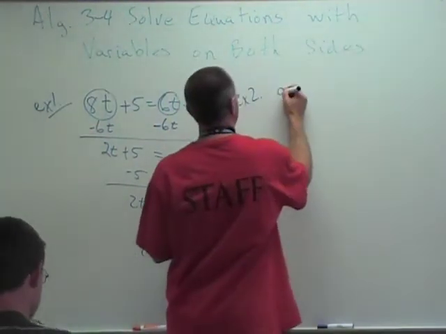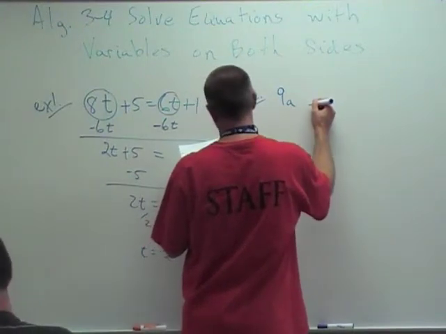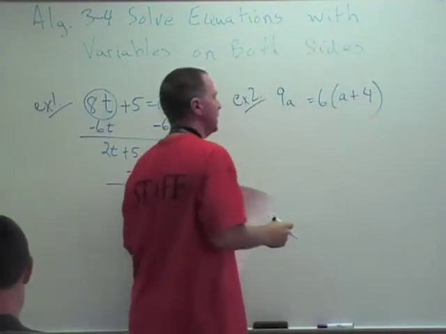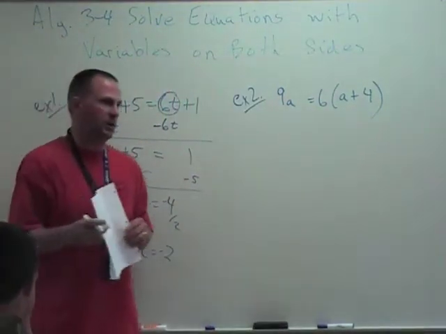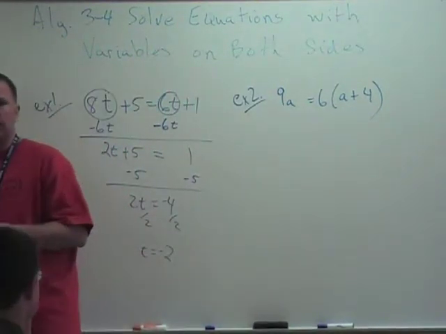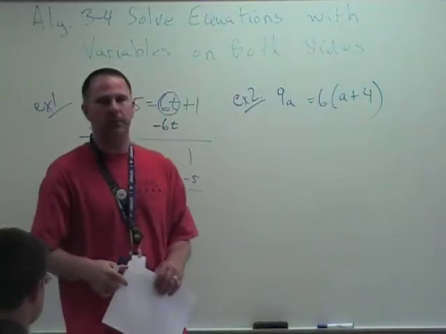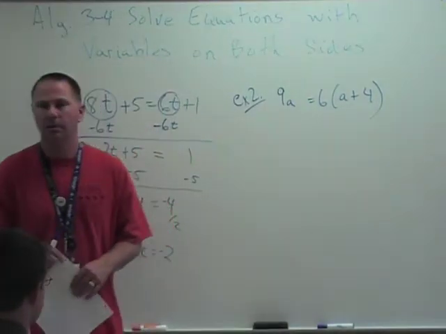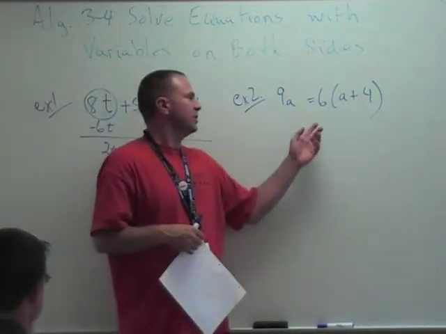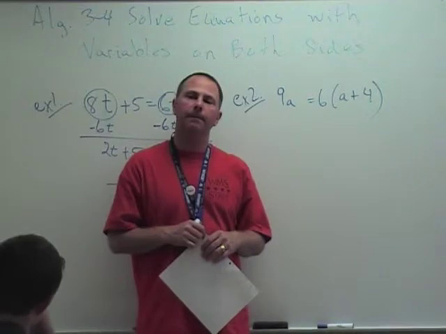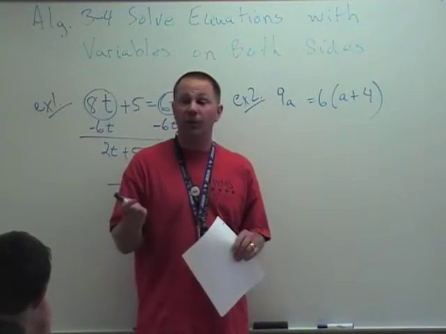All right, so 9a equals 6 times the quantity a plus 4. Everybody try to do this. What do you think we should do? Consider we just had that question about parentheses. What do you think we should do at this point? Sophie. Distribute the 6 to... And why not just divide off the 6? Because you can't divide 9a. Right, you'll end up with a fraction.